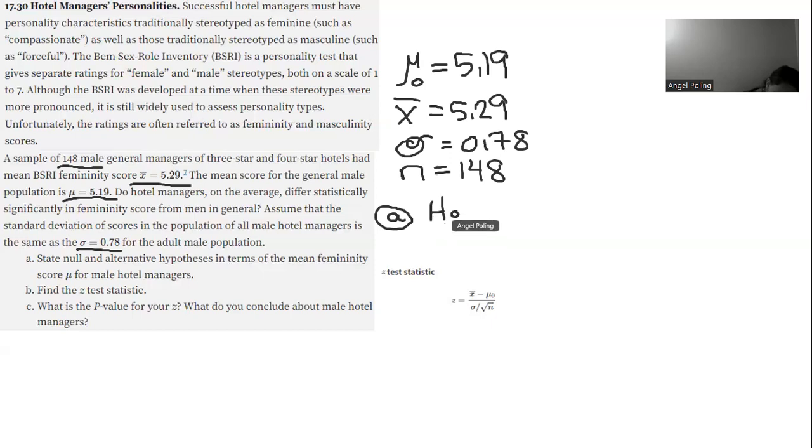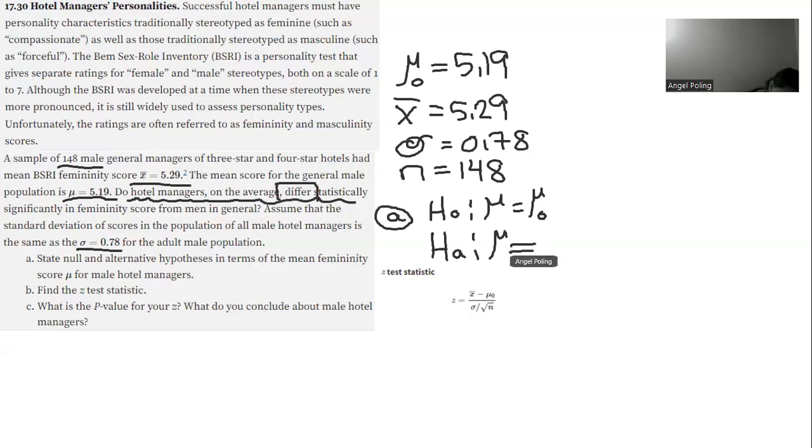We need to write our hypotheses. So the null hypothesis is always mu is equal to mu naught, and the alternative is mu. Here, let's see, what do they want to know? So find the question. Oh, it's in the second paragraph. Do hotel managers, on average, differ? So just not equal to the score for men in general.